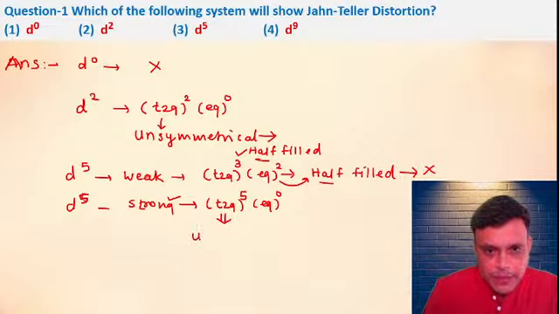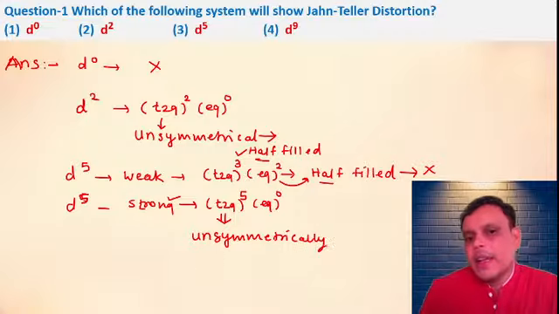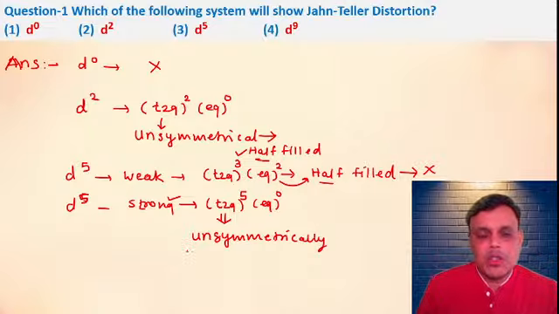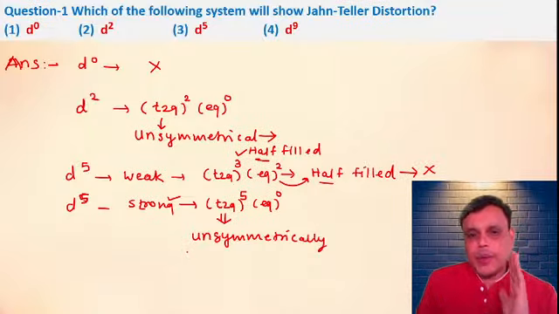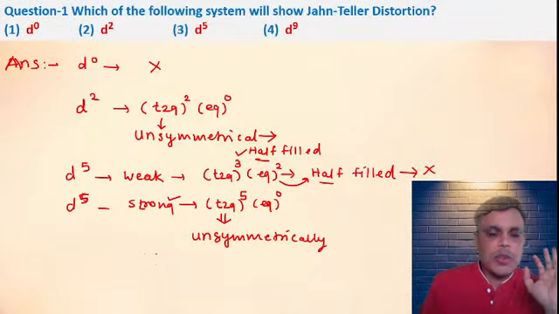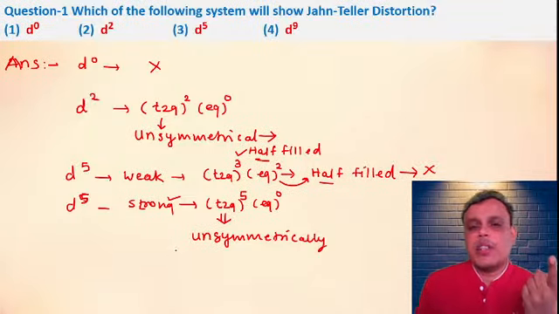Unsymmetrical filling, correct, very good. It is unsymmetrical filling. Okay, so if it is unsymmetrical filling, then it will show the Jahn-Teller distortion. It will show Jahn-Teller distortion, but its magnitude is less. So D5 in weak field will not show Jahn-Teller distortion. D5 in strong field will show Jahn-Teller distortion.